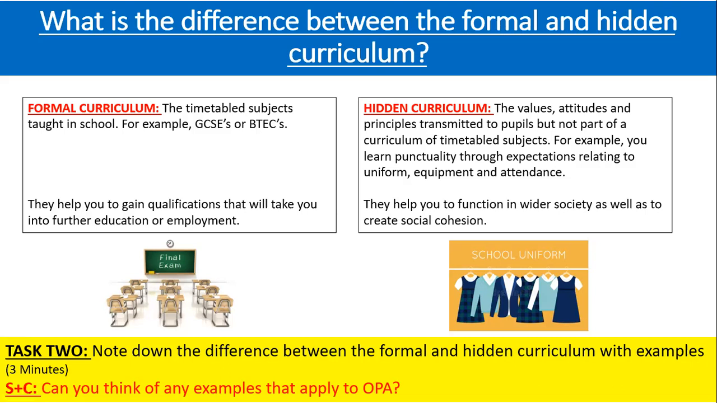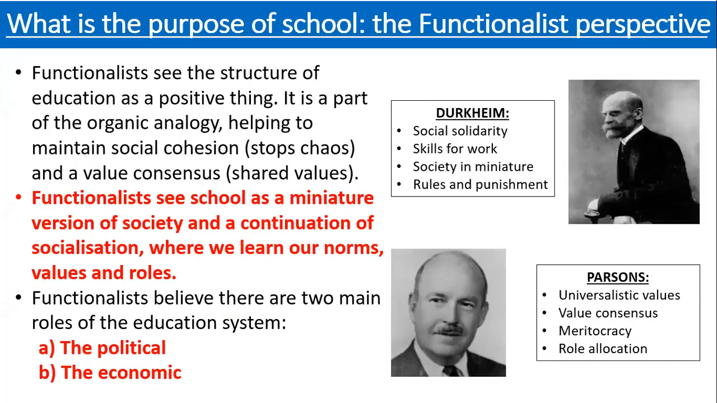Okay, right, so we're going to jump into theory now, and this lesson and probably the next is just going to concentrate on the functionalist perspective of school and its purpose. There's two main theorists that we're going to concentrate on. So functionalists see the structure of education as a positive thing. It is part of the organic analogy, helping to maintain social cohesion, so to stop chaos, and to encourage a value consensus, so where we all share values.